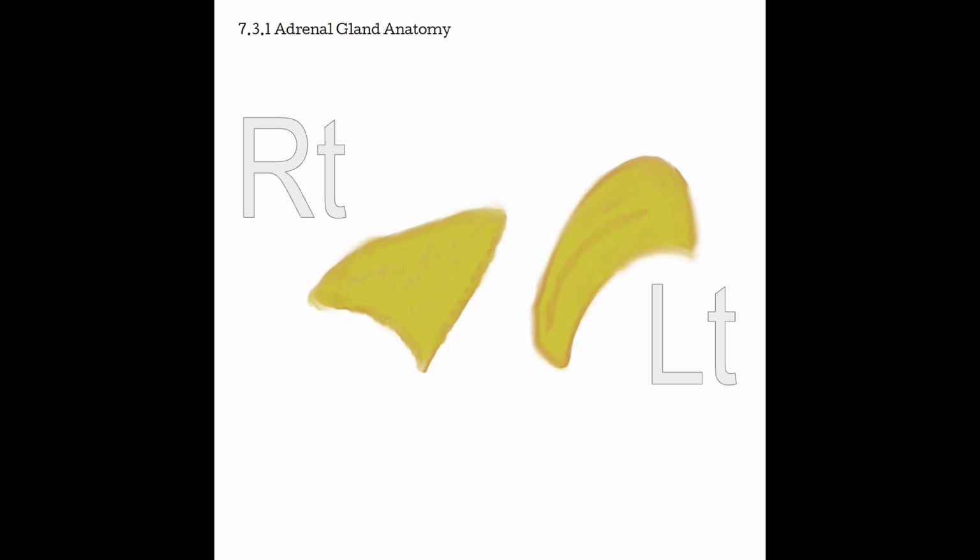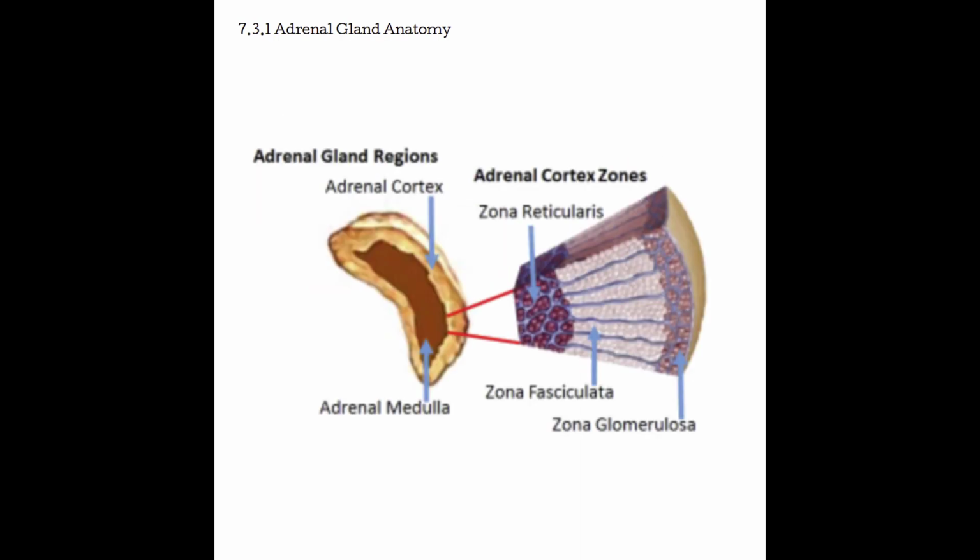And the left adrenal gland is going to take more of a semi-lunar or moon shape because of the way it fits in between the spleen and the left kidney. Each gland is going to consist of a cortex and a medulla. The cortex is the outside portion and has 3 layers to it. The medulla then is the inner portion.